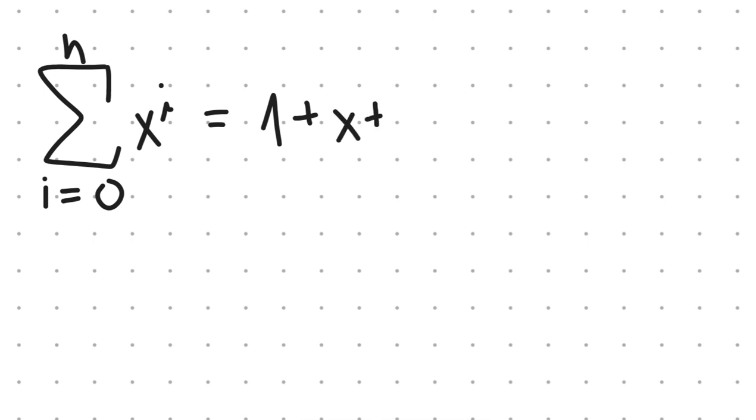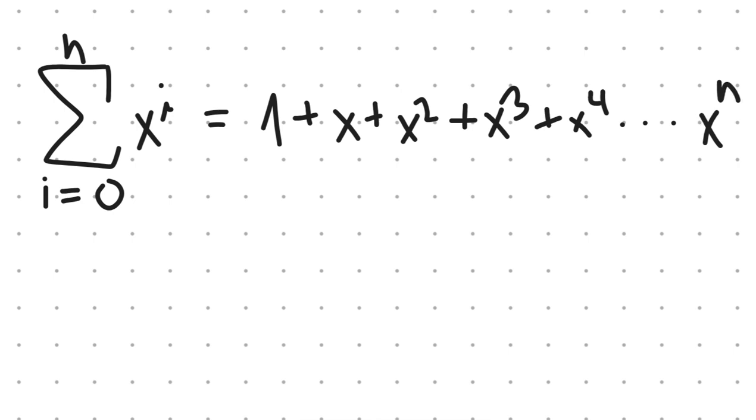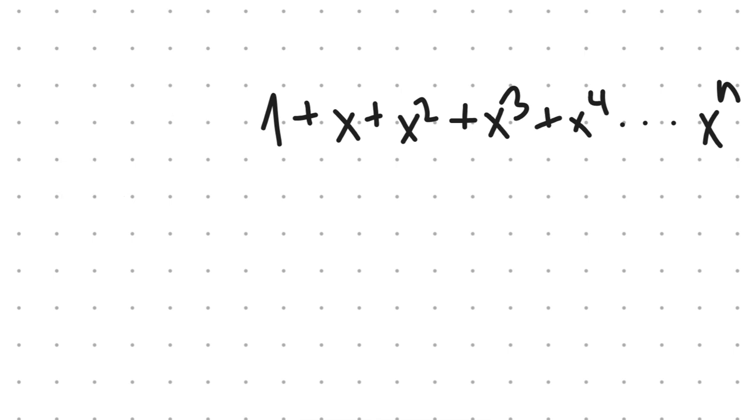The finite sum where i goes from 0 to n of x to the i is just equal to, let's say, x to the 0, which is 1, plus x squared plus x cubed plus x to the 4, and so on until x to the n power. Now let me erase the summation because I'm going to do something interesting.